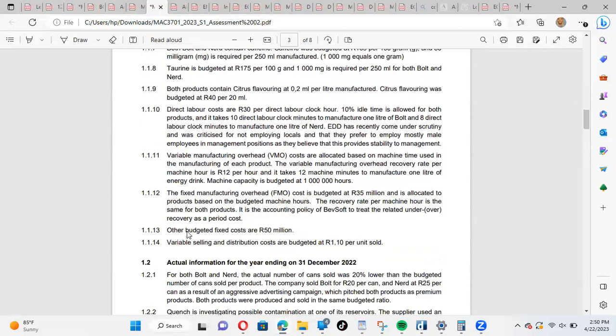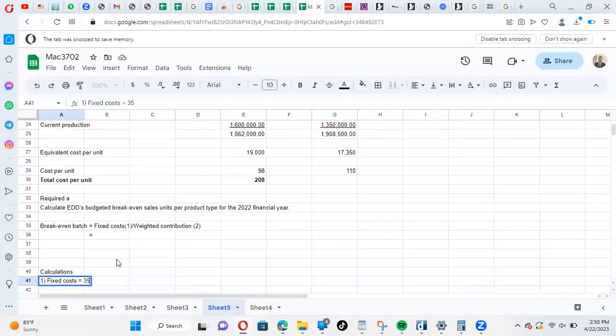All right. We have some there, and then we have others there. And then here it's variable all the way to the top. So fixed costs: fixed manufacturing overheads budgeted at 35 million is allocated etc. Let's leave that for the other question. So it's going to be 35 million, and the other one is 50 million. So 35 million plus 50.